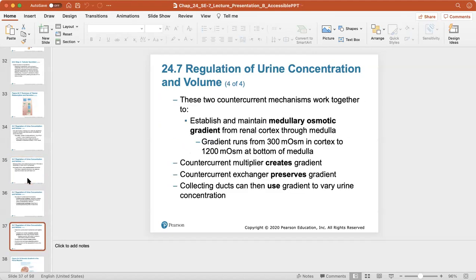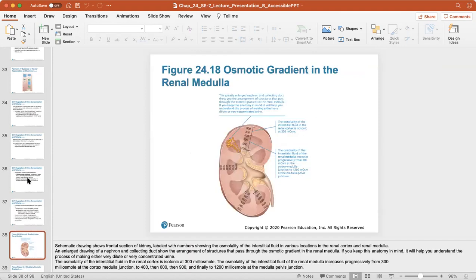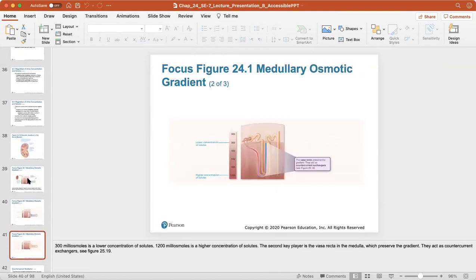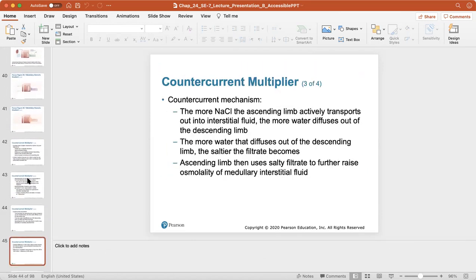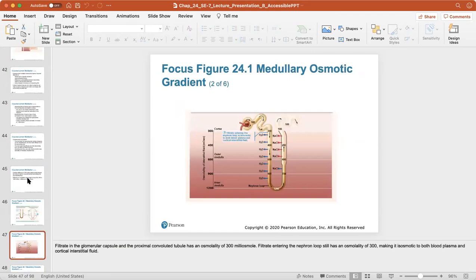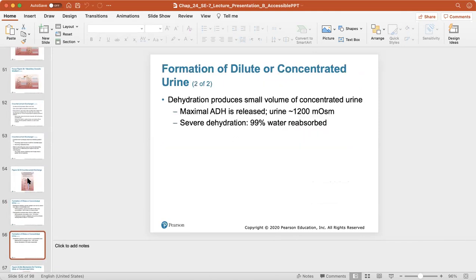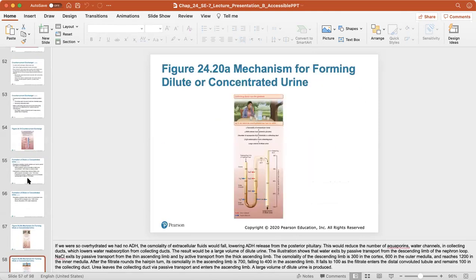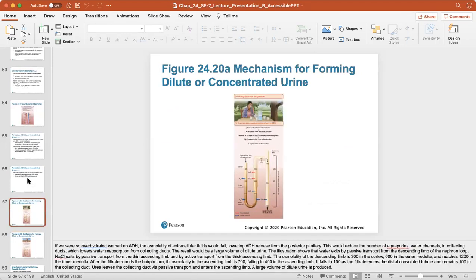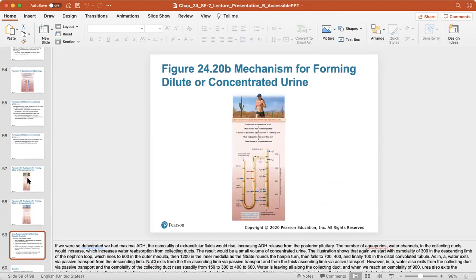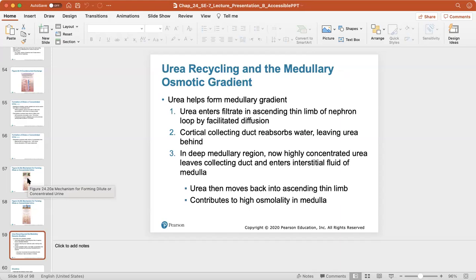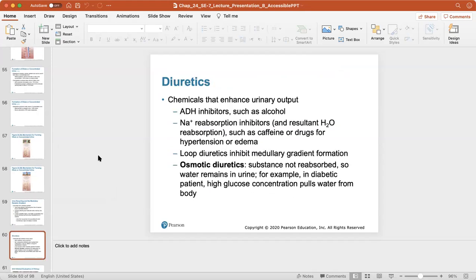You guys don't need to know about this, but this takes you through osmotic gradients and the countercurrent mechanisms of the kidneys. And I won't ask you guys to know this, so I'm going to jump ahead. It kind of focuses a lot on this, so you guys can skip over this part, the countercurrent exchanges. It explains how to form dilute or concentrated urine and what happens in each segment of the tubule to do that. Urea cycling and the medullary osmotic gradient. Urea helps form this medullary gradient as well. It enters the filtrate, helps to form a gradient, and then gets disposed of.